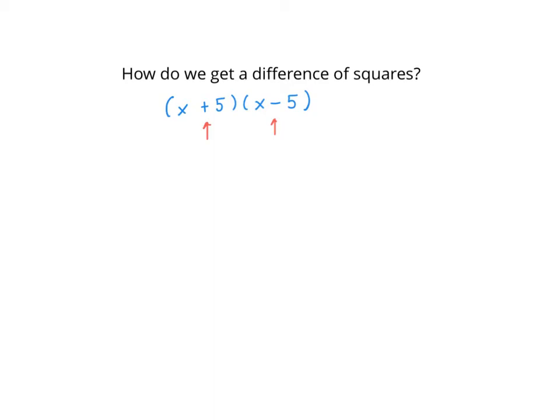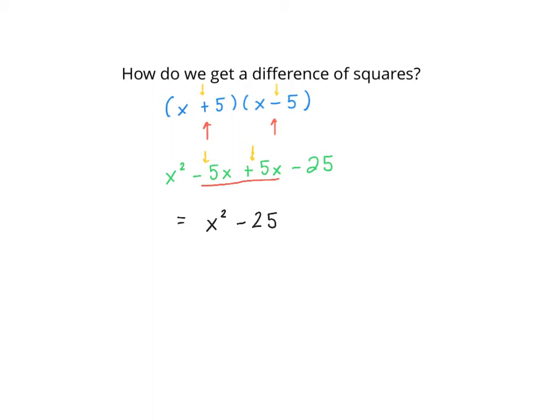So when we go to FOIL this, we would get x squared minus 5x plus 5x minus 25. And this is where the middle two terms cancel out. So again, that can only happen when we have one positive and one of the terms negative. So those cancel out and we are left with x squared minus 25.